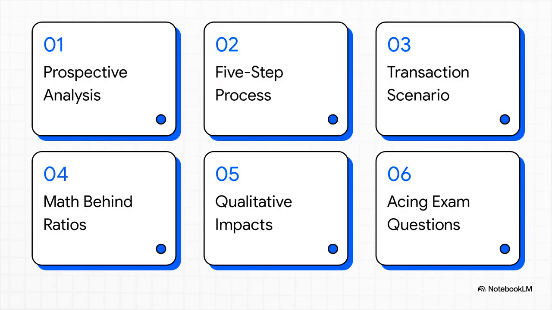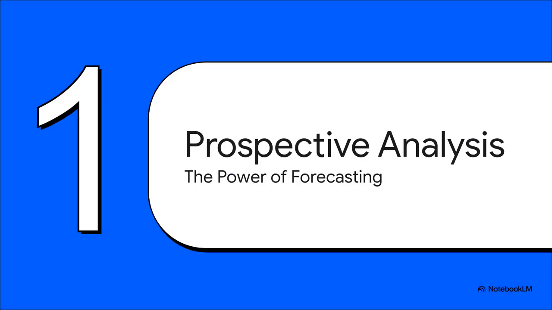Okay, let's dive into this masterclass roadmap. We'll be hitting 6 key areas today. 1. The power of perspective analysis. 2. The 5-step evaluation process. 3. Analyzing a transaction scenario. 4. The math behind the ratios. 5. Factoring in qualitative impacts. And finally, 6. Acing your exam questions. Let's get to it.